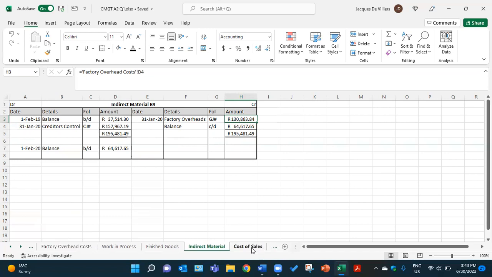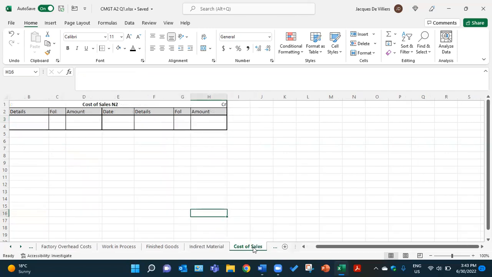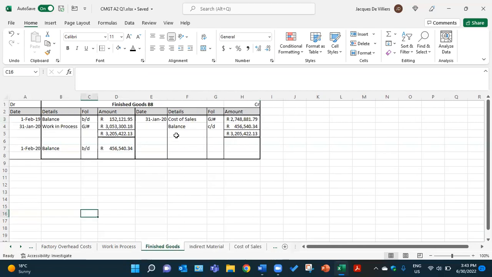And now we can actually move on to our cost of sales. Okay, so our cost of sales, remember, we had cost of sales in our finished goods. That is where we have it. Look here, this block of mine went a bit wonky. Don't worry about that.